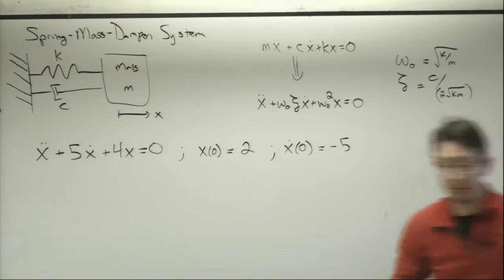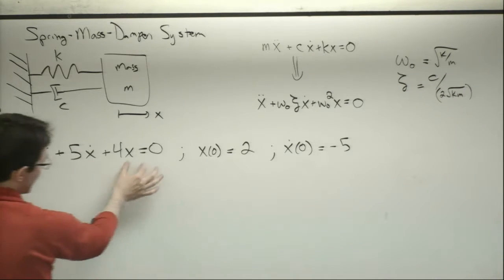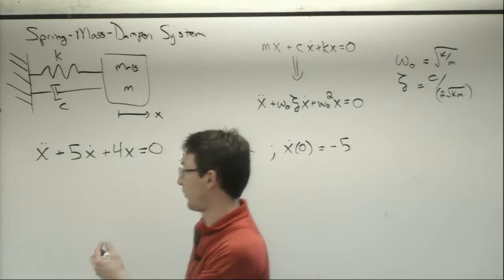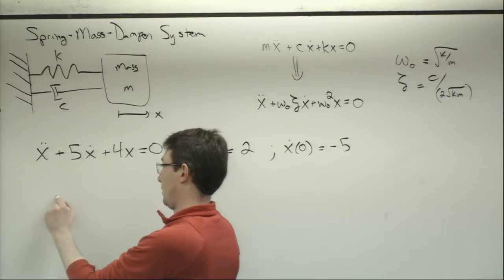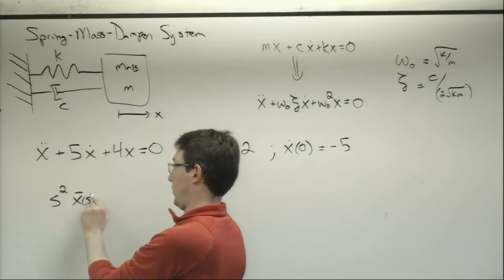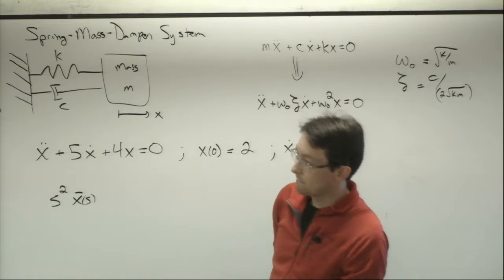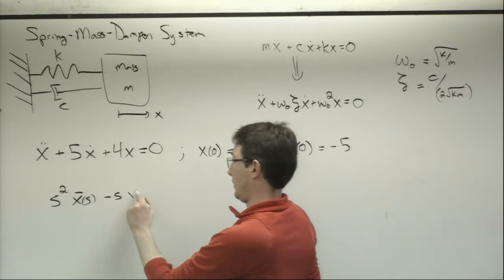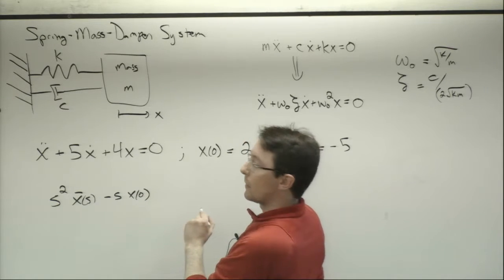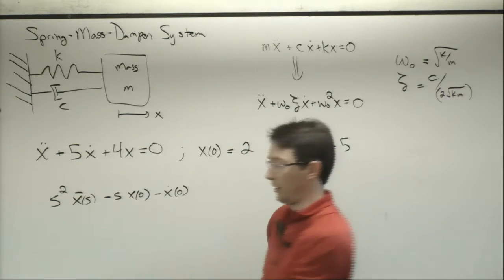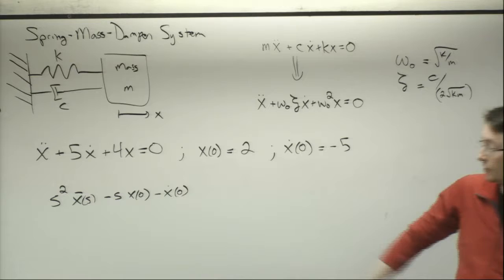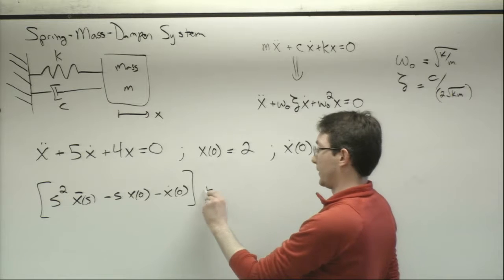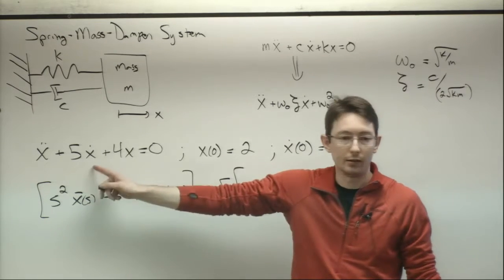The first step is to Laplace transform each of these terms: x double dot, x dot, and x. Everyone help me. What is the Laplace transform of x double dot? S squared times x bar of s minus s times x naught minus x dot naught. This is just the Laplace transform of x double dot, so I'm going to put brackets around it. Plus 5 times the Laplace transform of x dot.